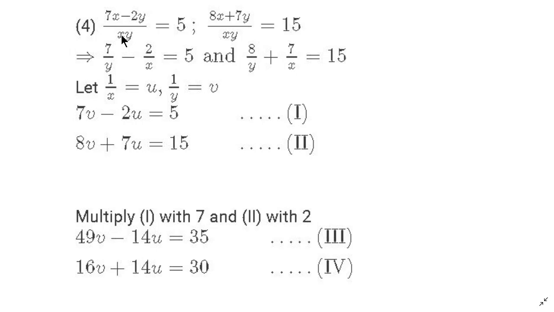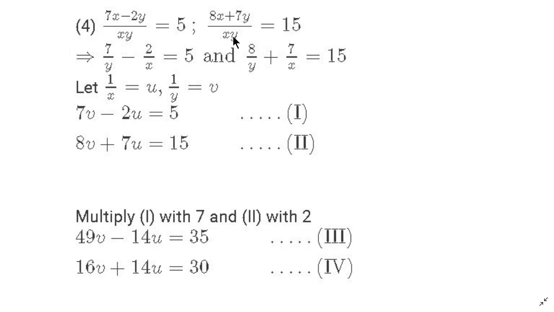So the first operation we need to do is just give this denominator separately to each of these numerator terms, right? 7x upon xy will be 7 upon y. Minus sign as it is. 2y upon xy will be 2 upon x, right? Y will be cancelled and x remains in the denominator. So 7 upon y minus 2 upon x is equal to 5.